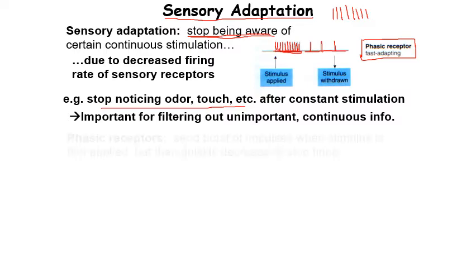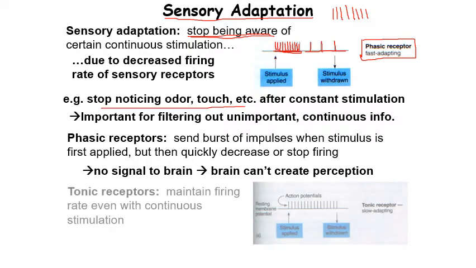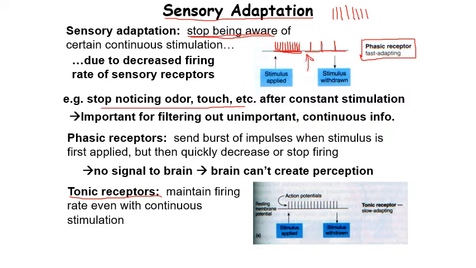But there are things where we don't want phasic receptors. We would want a tonic receptor. A tonic receptor is slow adapting or non-adapting, and you can see it differs from what we see up here. The stimulus is applied, and as the stimulus is still there, what do you see? You don't see a slowing down of the action potentials. So your brain is constantly getting, hey, the stimulus is here, the stimulus is here.